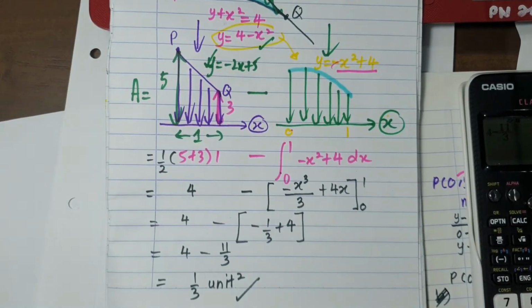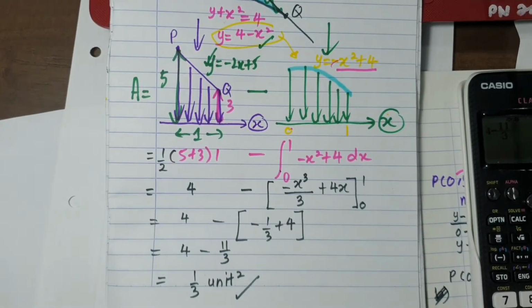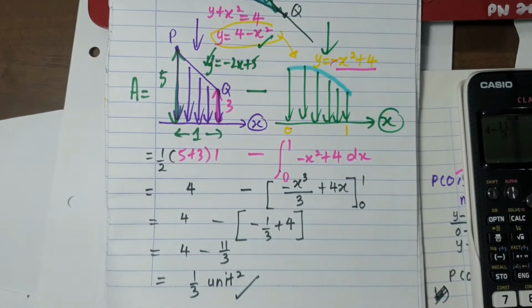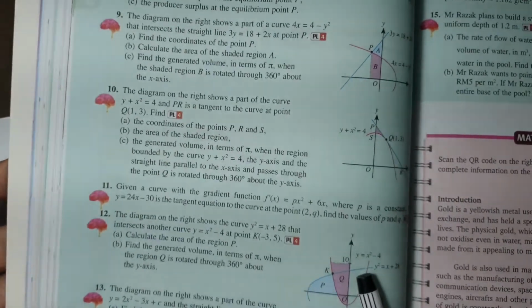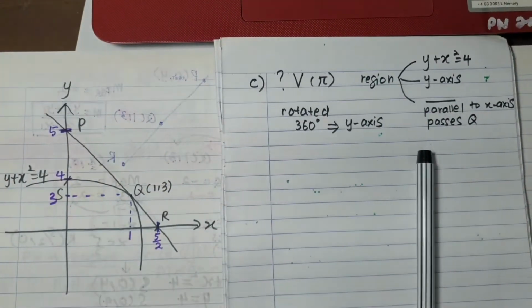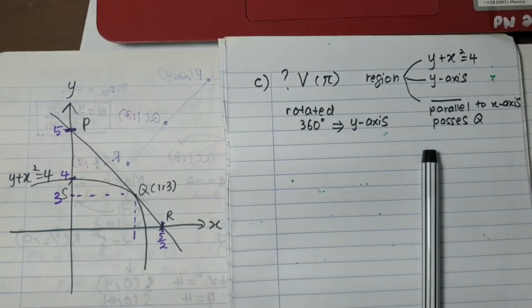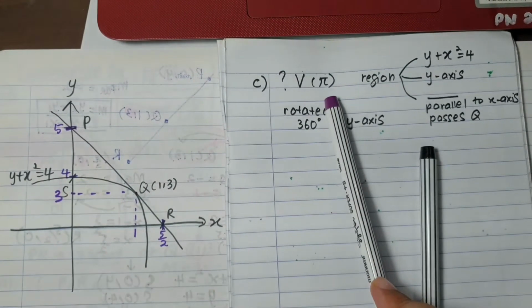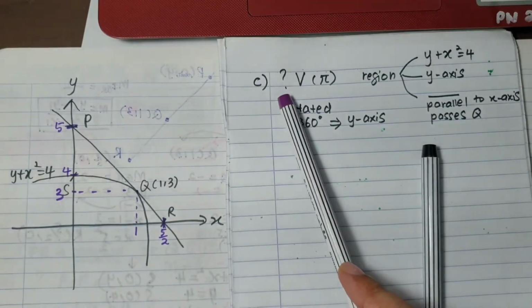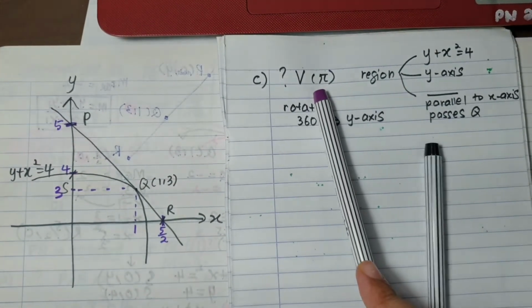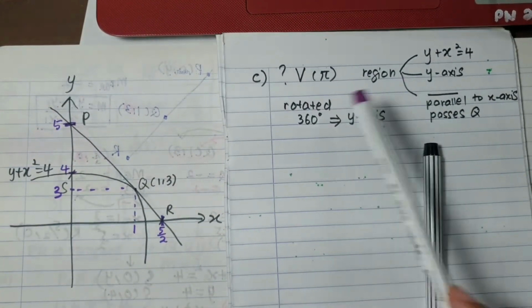Let's see the textbook. Where's my textbook? Oh, here. Okay, C. Question number 10, right? Okay, for C, the question asks you to find the volume in terms of pi. So you read, underline, volume V in terms of pi when the region bounded by the curve.